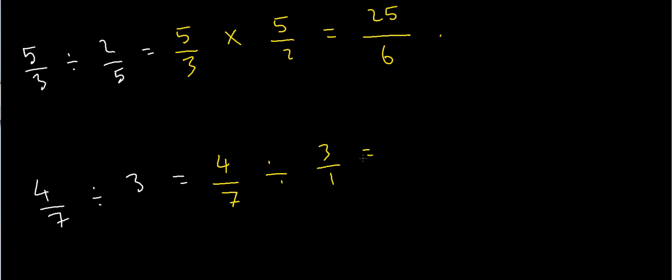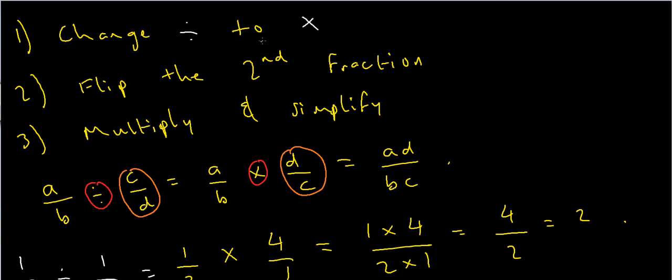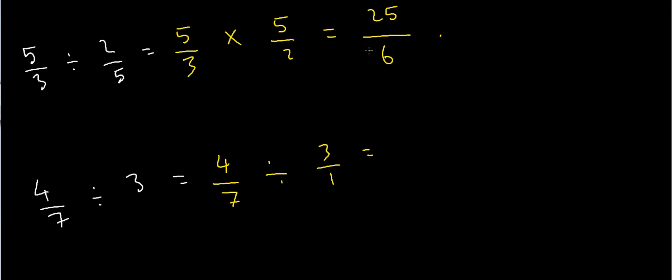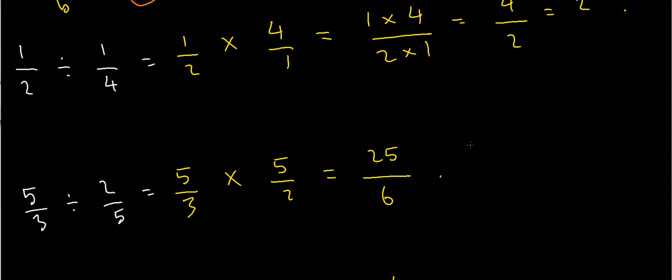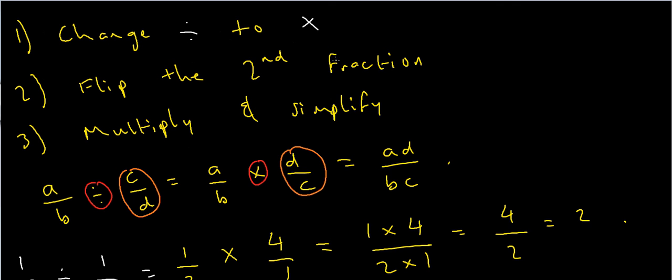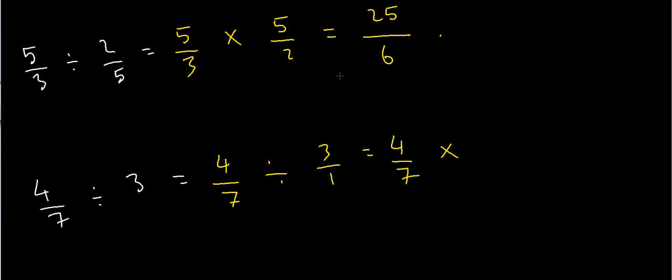So remember, the first step said that we've got to change the divide sign to a multiplication sign. So if we change the divide sign to a multiplication sign, we've got 4 over 7 times something. Then, following our second step, we've now got to flip the second fraction. And if we flip 3 over 1, that becomes 1 over 3, because again, we just turn it over. So that's times 1 over 3.